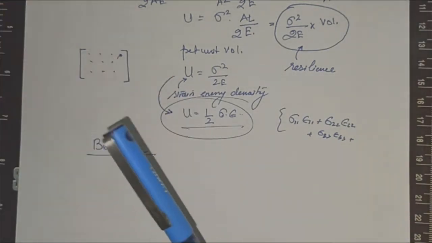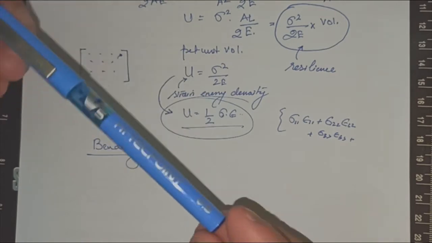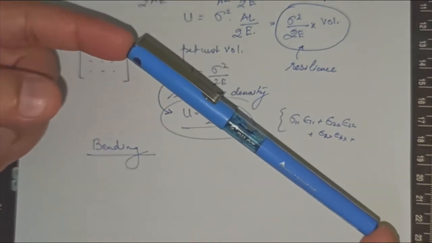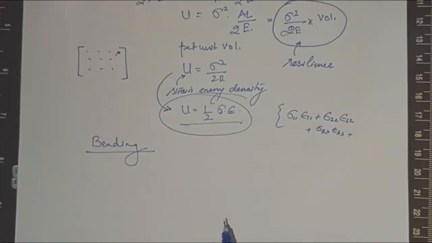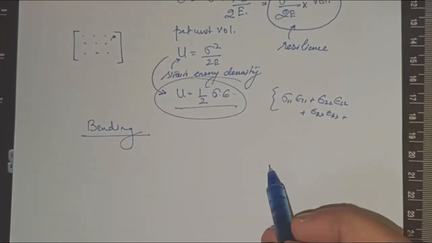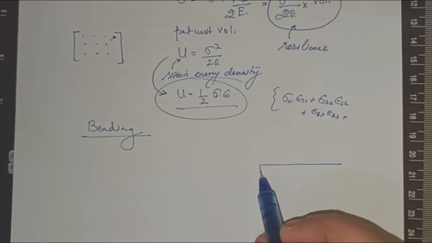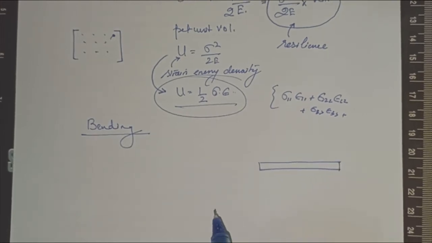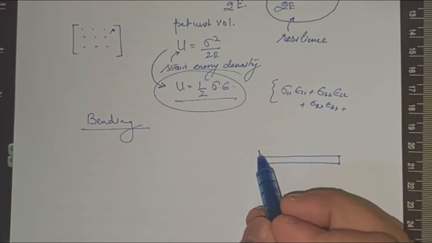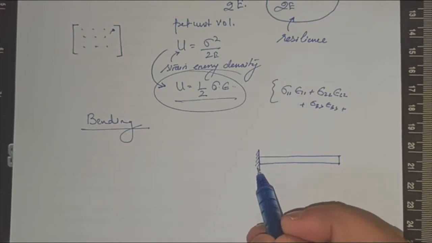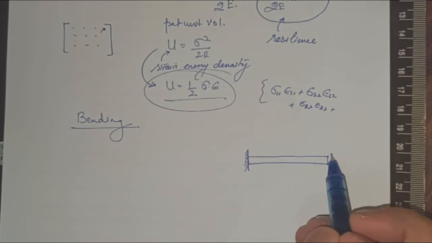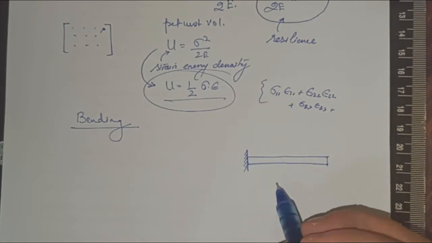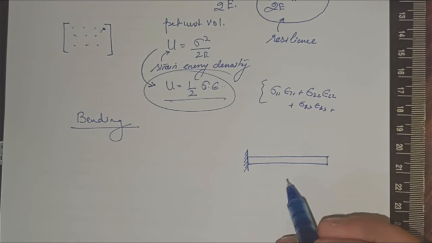Since this is a bit larger in size, I'll take the pen. There are different ways by which bending can be applied on the beam. So if you have a beam, and if it is fixed from this side, and you apply a load on this span, then this will be called a cantilever beam.